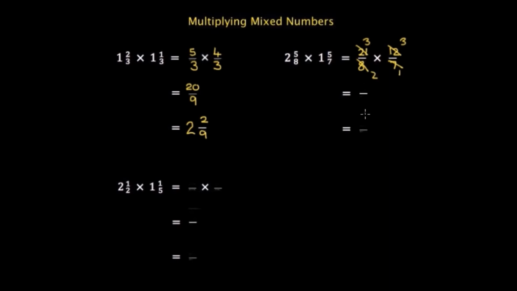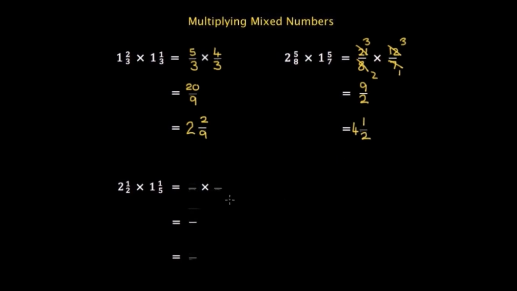When we multiply the two tops, we have 3 times 3 is 9, over 2 times 1 is 2. 2 into 9 goes 4, and the 1 left over is 1 over 2. So 2 5/8 times 1 5/7 is 4 1/2.